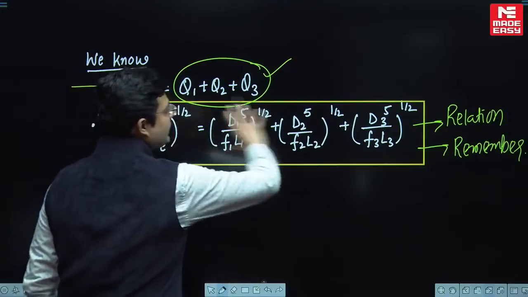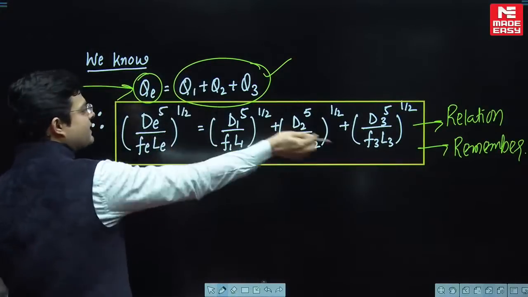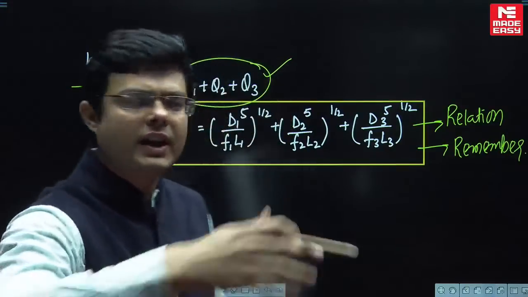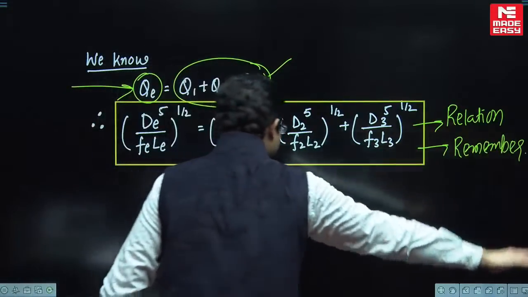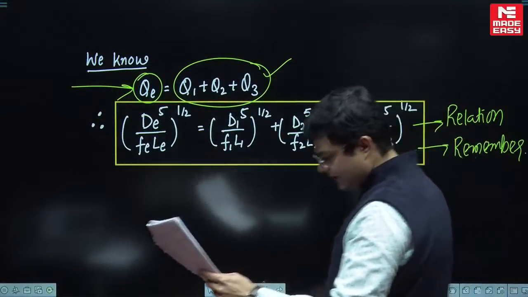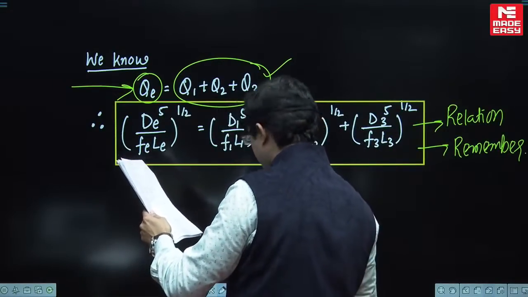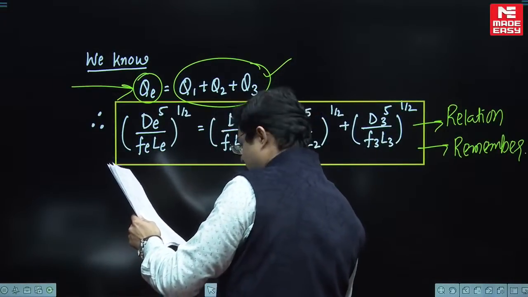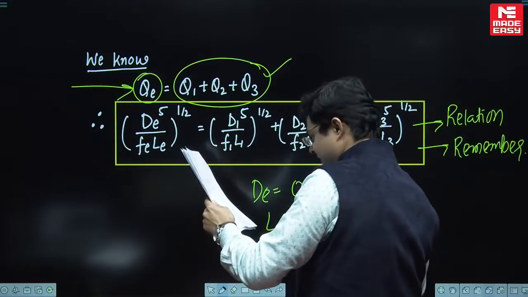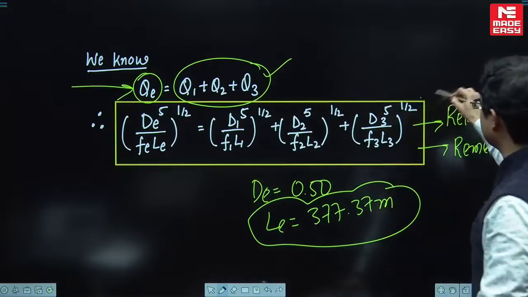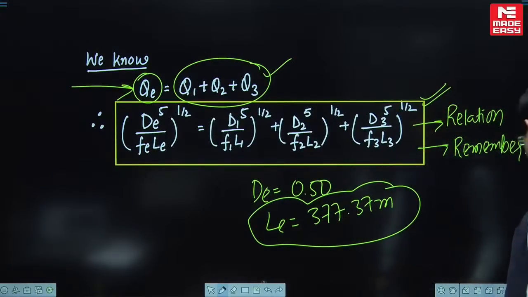Now everything is known to you. The friction factors are the same, so you can cancel out F1 equal to F2 equal to F3 equal to Fe. Everything is the same. You can find out DE is basically given as 0.50. LE you can find out as 377.37 meter. So what I am suggesting, kindly remember this formula for your GATE paper.